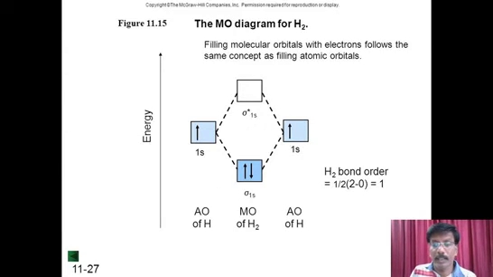How do we calculate bond order? We can calculate bond order based on a formula. The bond order formula is the total number of electrons in the bonding orbitals minus the total number of electrons in the antibonding orbitals, divided by 2. So if you take the difference, bonding minus antibonding, and divide by 2, whatever number we get is called the bond order. We can easily calculate the bond order.